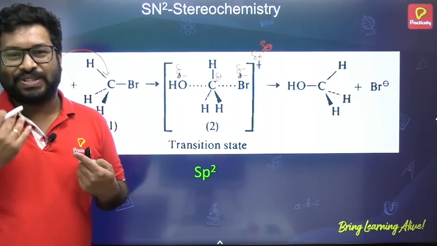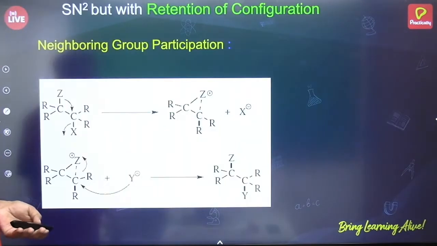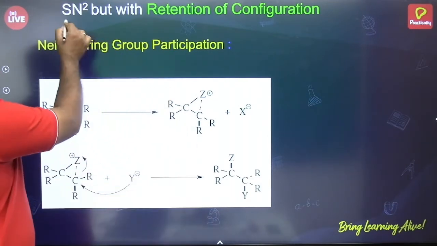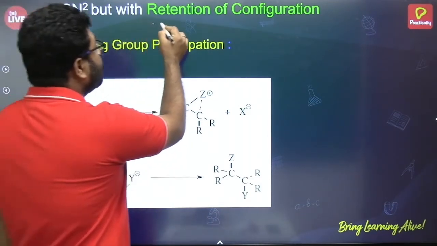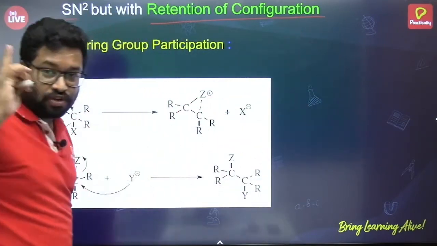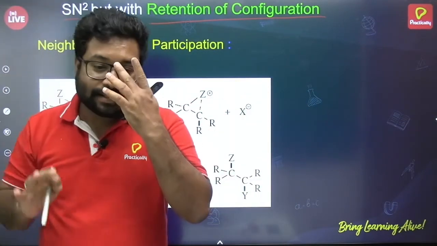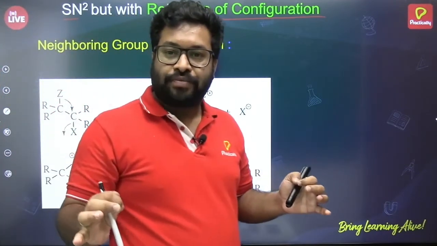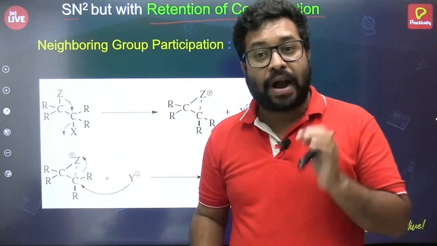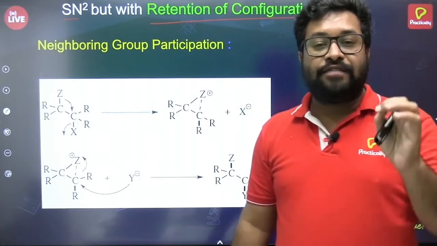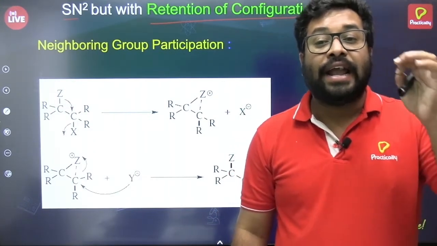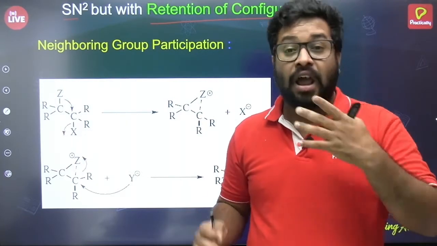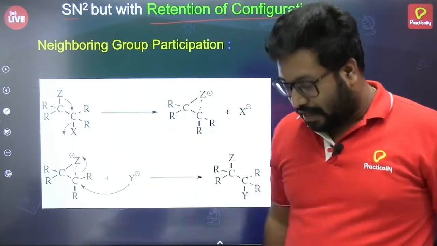Okay, moving ahead now. So what is next? Next is the SN2 reaction, but with retention of configuration. Now let's understand this point very, very clearly. Now there is an SN2 reaction, but this time the configuration is not getting inverted. It's a retention. How come? Let me tell you.